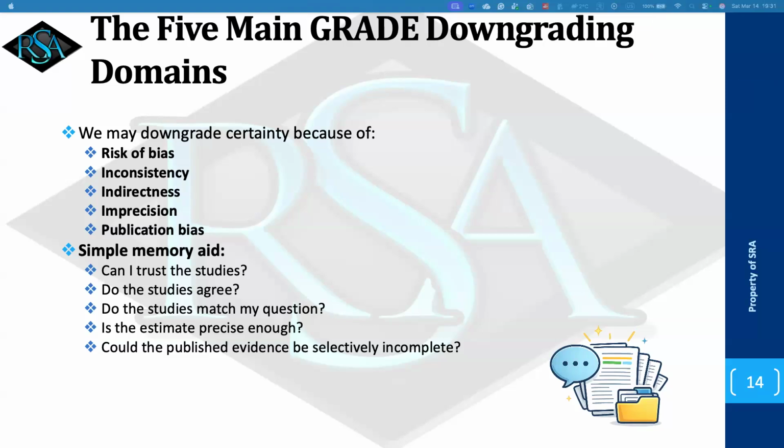Good evening, Doctor. Good evening, everyone. The five main GRADE downgrading domains. We may downgrade certainty because of risk of bias, inconsistency, indirectness, imprecision, publication bias. Simple memory aid: Can I trust the studies? Do the studies agree? Do the studies match my question? Is the estimate precise enough? Could the published evidence be selectively incomplete? All right. Now, is there any of these questions here that we don't understand?